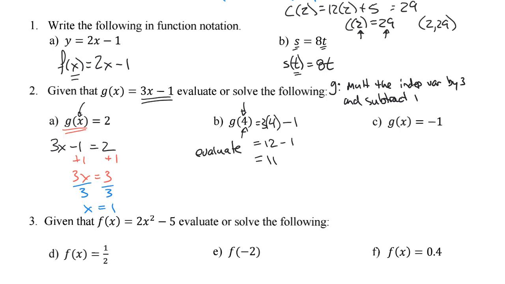But if you see the x in there equal to a number, this is a solve sort of a question. So over here, when I see g of x is equal to -1, I know that this is actually going to be a solve sort of a question.